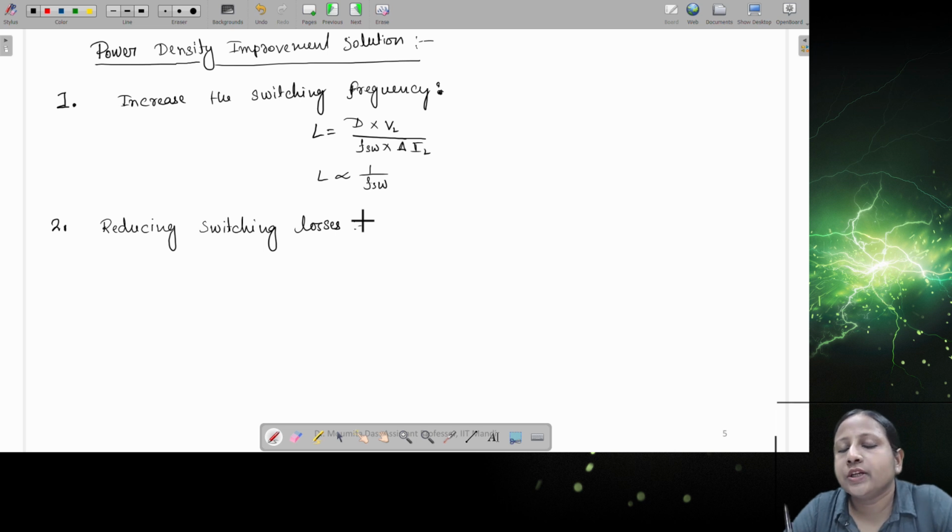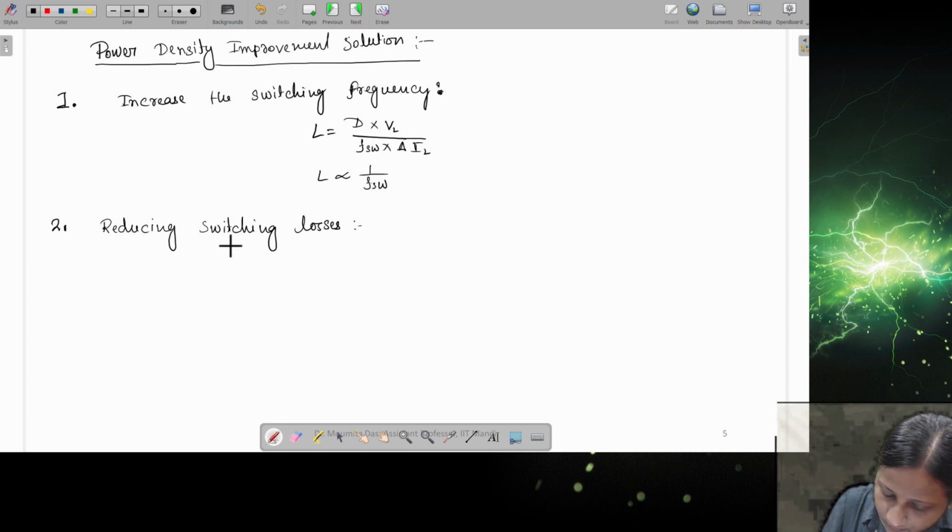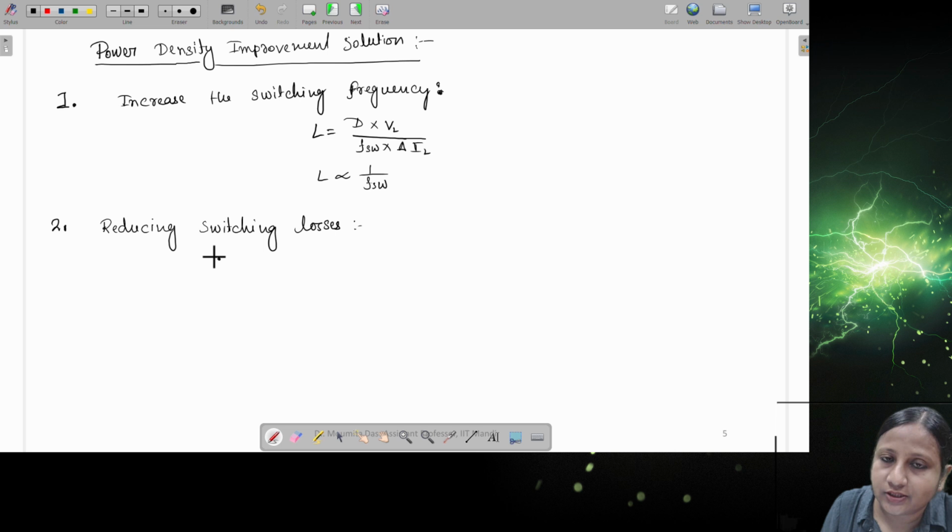So if we can reduce the switching losses, then what will happen? Heat generation will be less. If heat generation is less, then the heat sink requirement will reduce, and if the heat sink requirement is less, then it will improve the power density of the system. So now there are different losses: turn-on and turn-off losses, conduction losses, charge related losses. All these different parameters are there. If there is a possibility to reduce them, that we can do.